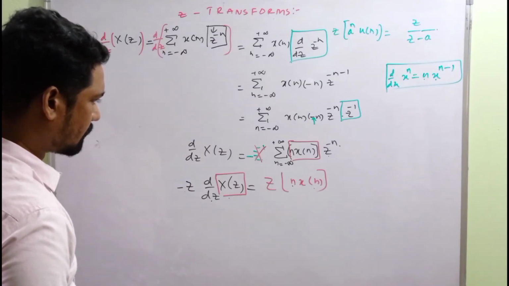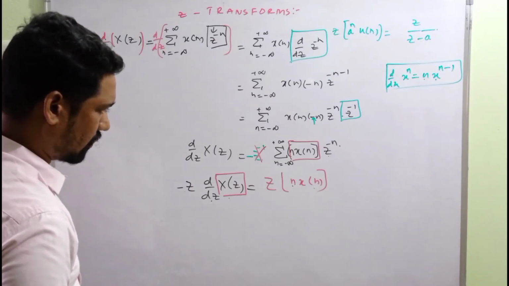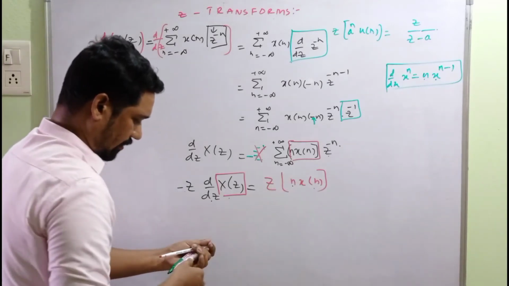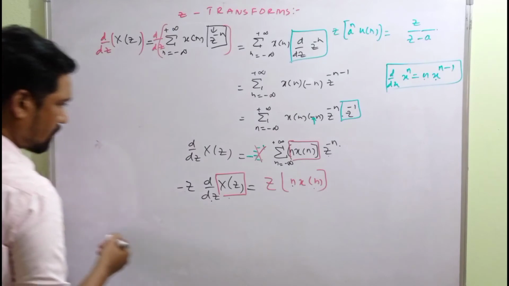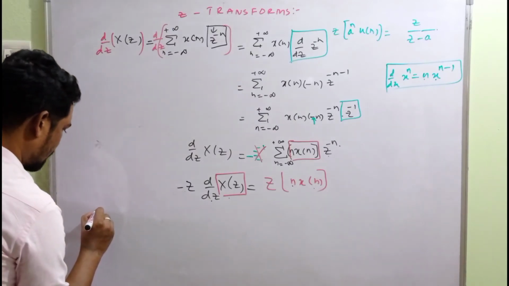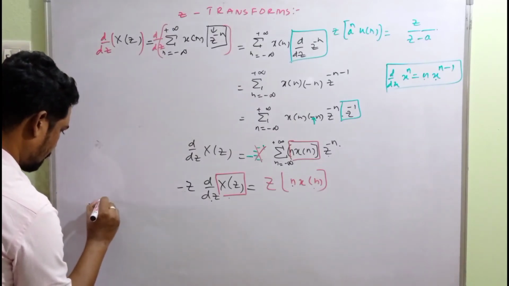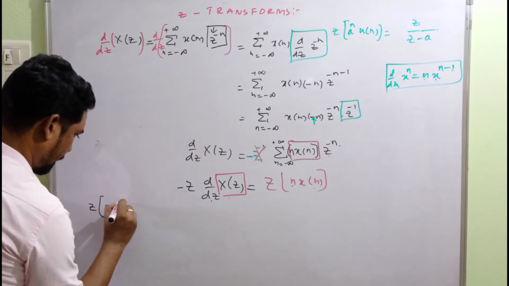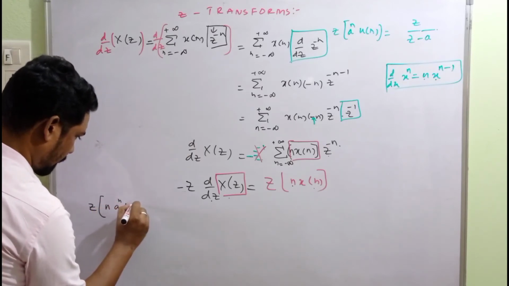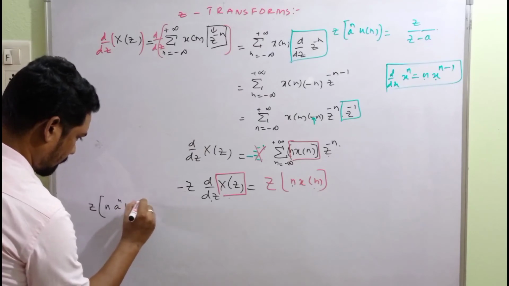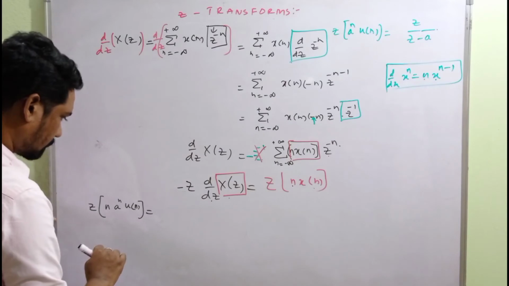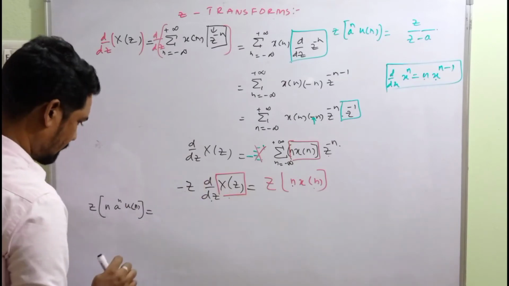So what will be the z transform? A small example. Okay, to make you understand this one, what will be the z transform of n into a raised to n of u of n? What is this? Now match this one. From this one, what it says?